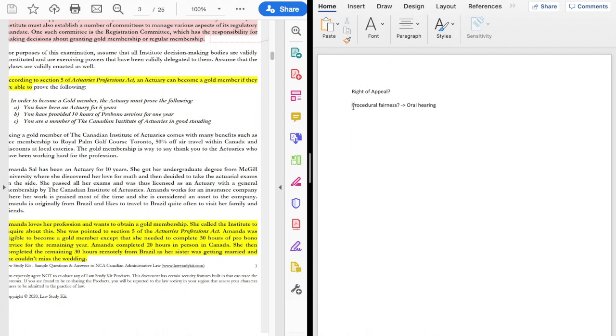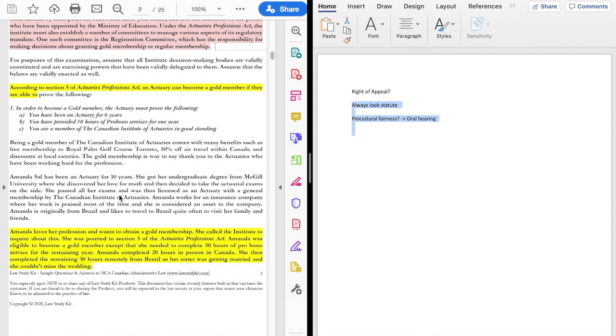Also, remember that when we're talking about procedural fairness, before you go on to the common law procedural fairness, always look at the statute to see if the statute talks about any procedural fairness details, or does the statute say anything in terms of what kind of procedures the institute should adopt. So always look at the statute. In this question, I see particularly that she was entitled to an oral hearing, but she did not get an oral hearing. So that is one of the points that you can discuss and maybe elaborate on.